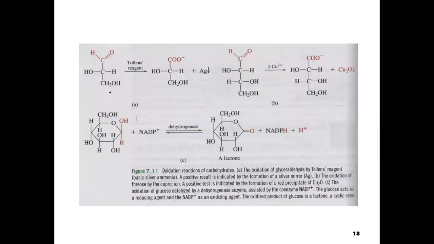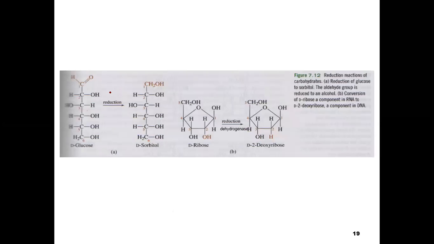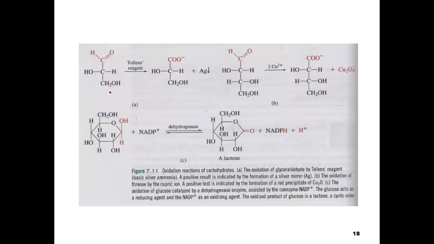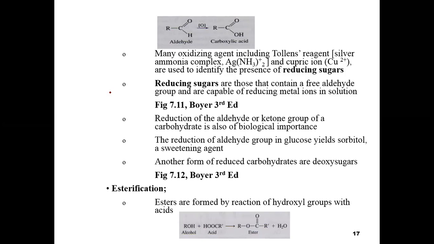This is the reaction of the reducing sugars. Reduction of the aldehyde or ketone group of a carbohydrate is also of biological importance. The reduction of the aldehyde group in glucose yields sorbitol, a sweetening agent. Another form of reducing carbohydrates are the oxy sugars.